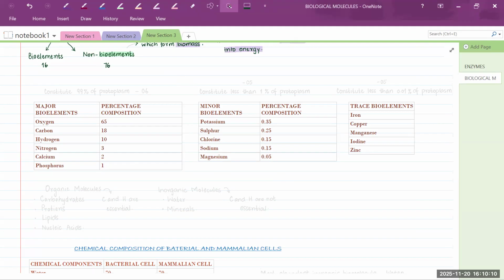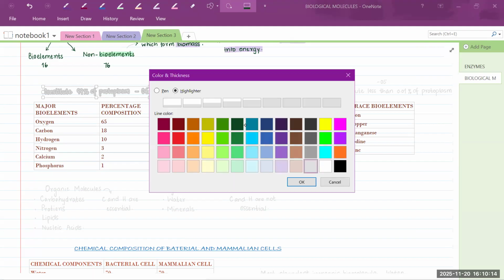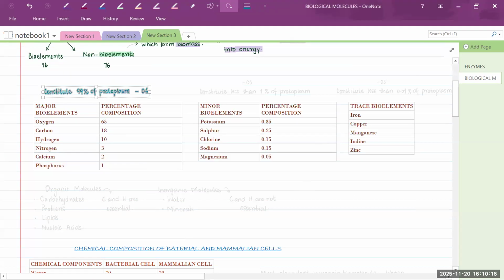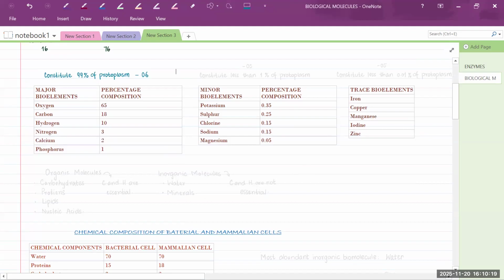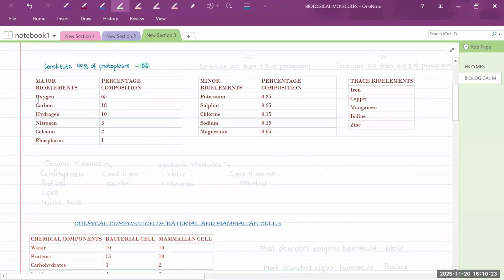So, first of all, we have the major bioelements, which constitute 99% of the protoplasm. And how many major bioelements are there? There are six major bioelements, which include oxygen, carbon, hydrogen, nitrogen, calcium, and phosphorus.